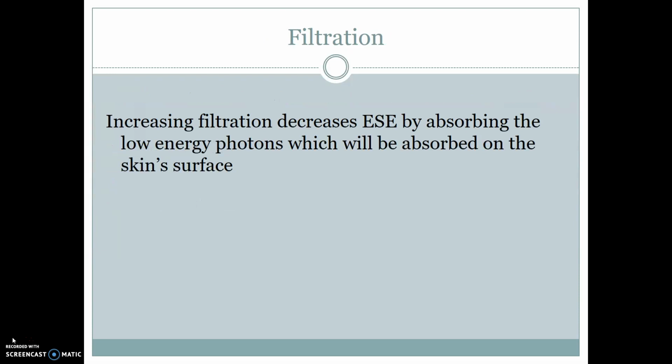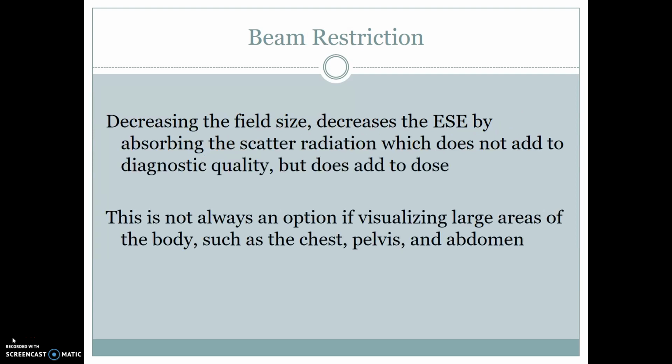Increasing filtration decreases entrance skin exposure by absorbing the low energy photons which would be absorbed on the skin surface. Decreasing the field size by using collimation or beam restriction decreases the entrance skin exposure by absorbing the scattered radiation, which does not add to diagnostic quality but does add to dose. This is not always an option if visualizing large areas of the body, such as the chest, pelvis, or abdomen.